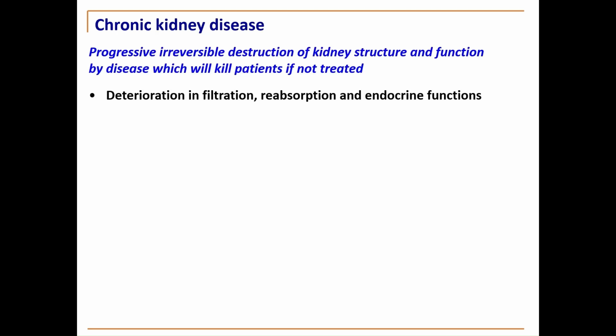So let's have a little bit of a think about chronic kidney disease itself. What's happening? Well, you're getting progressive and irreversible destruction of the nephrons, so the kidney structure and function. And that will potentially lead to serious morbidity and mortality if not well treated. And so you're getting a deterioration in all the functions of the kidney. So filtration, the formation, so that's your GFR, your reabsorption of useful things, and your endocrine functions. Remembering, of course, that there are lots of hormones that act on the kidneys, but also there is a hormone that is released by the kidneys.